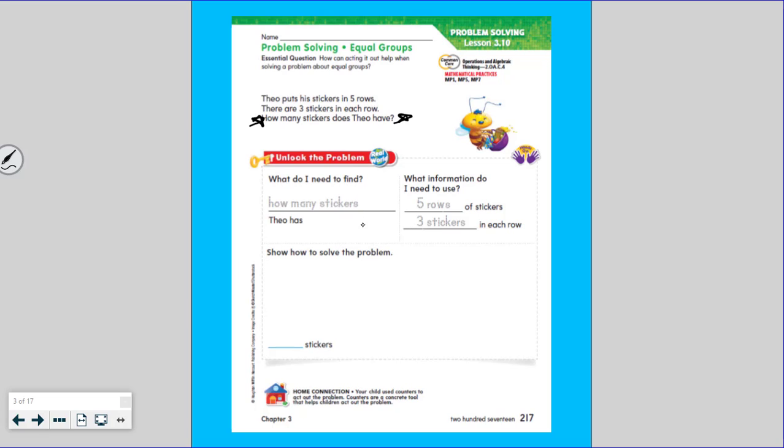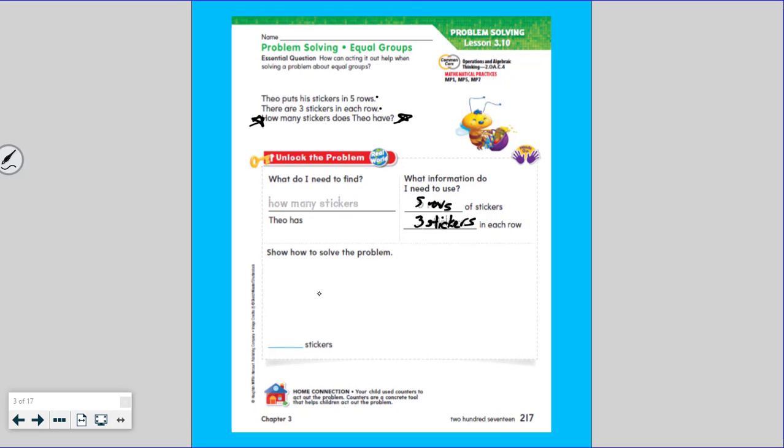Okay, now that you've traced that, what information do I need to use? Well, we know from our story problem that the stickers are in 5 rows, and that there are 3 stickers in each row. So go ahead and trace that there are 5 rows of stickers, and there are 3 stickers, trying my best, it's hard on the computer, in each row. And it says show how we're going to solve the problem.